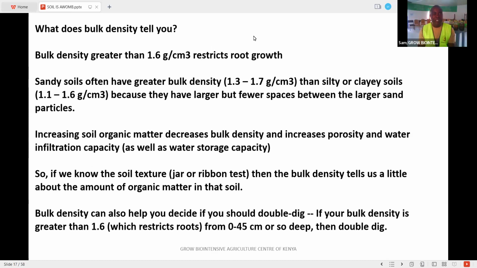Sandy soils often have greater bulk densities than silt and clays. I think we have talked about that. So increasing soil organic matter decreases bulk density. That's what it tells us. So you increase organic matter, you decrease bulk density of the soil, and so you increase porosity and water infiltration. So that now when you apply just a little water, it's able to be taken in very quickly.